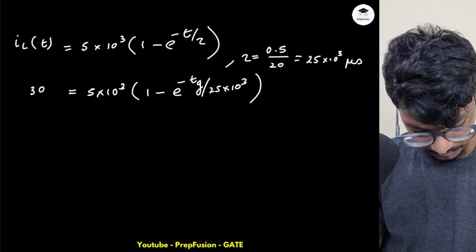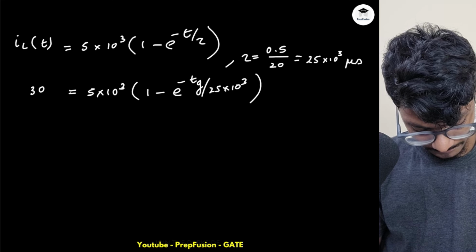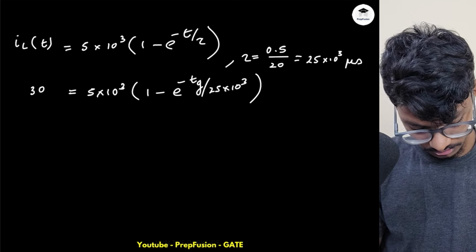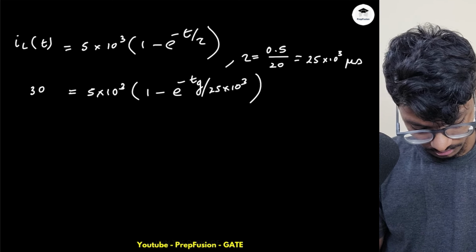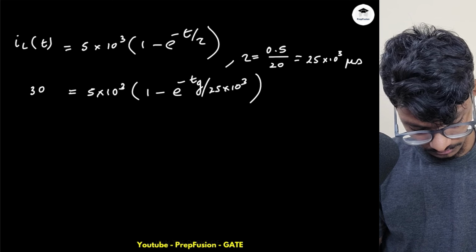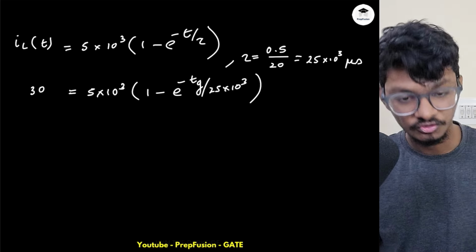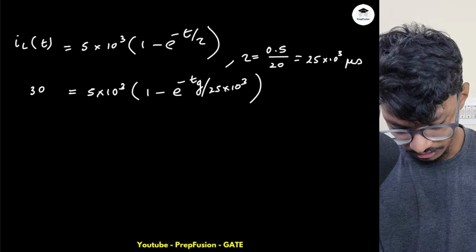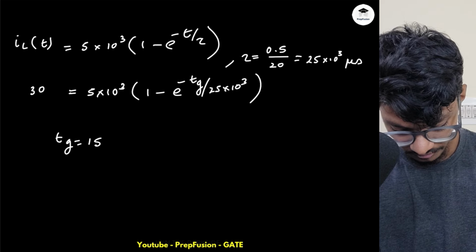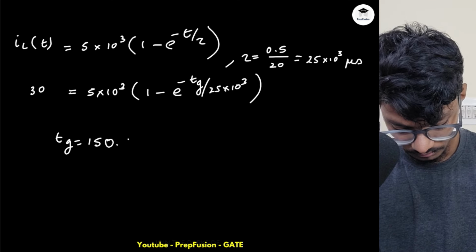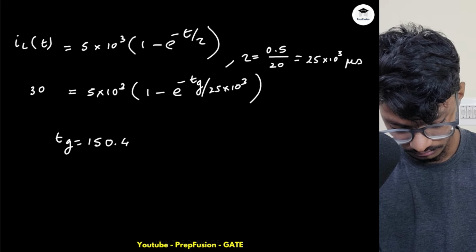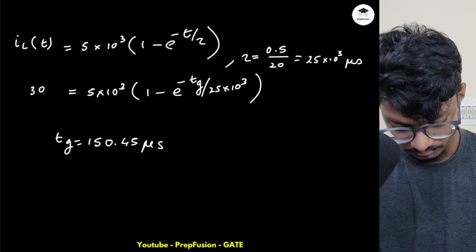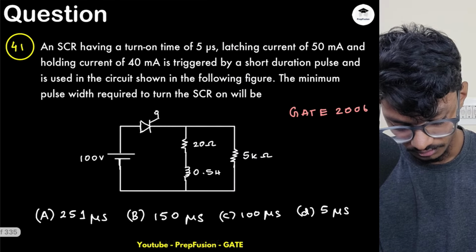This will be 30 divided by 5 into 10 raised to power 3, plus 1, take ln, and the subtraction side, this will be 25 into 10 cube. This will be almost 150.45 microseconds. So your TG, the minimum gate pulse width, needs to be 150.45 microseconds. So your answer will be this.